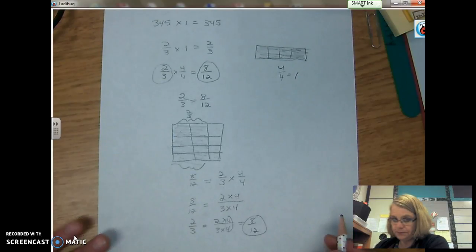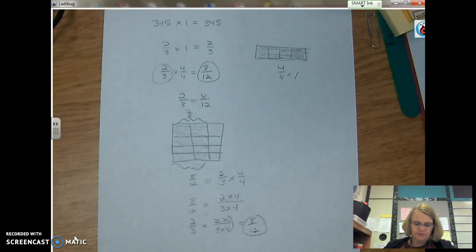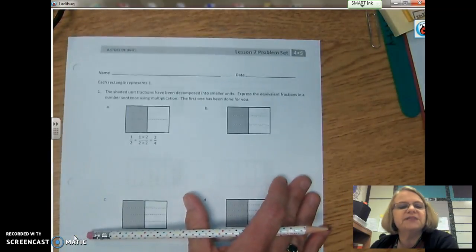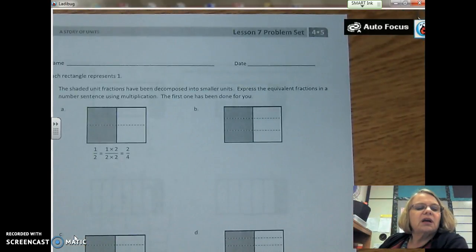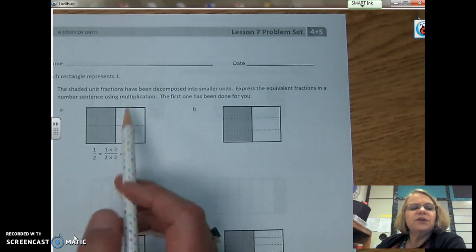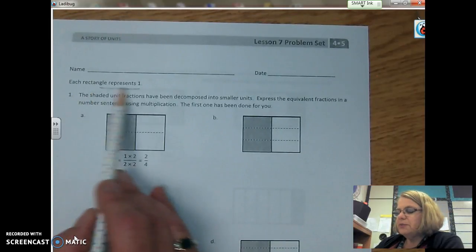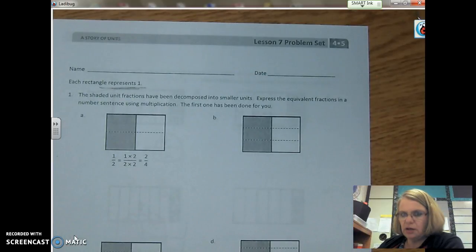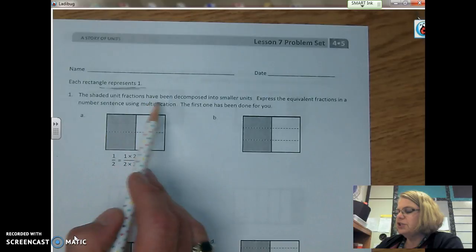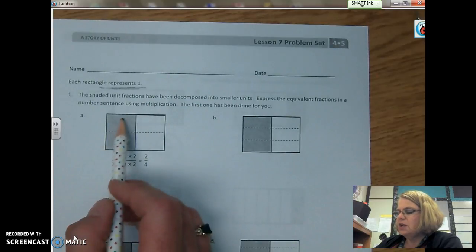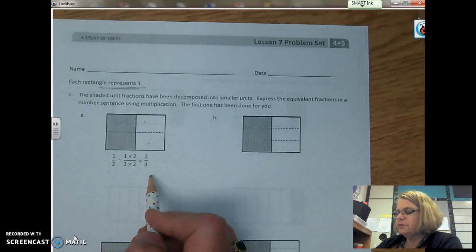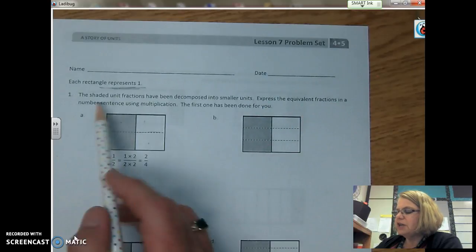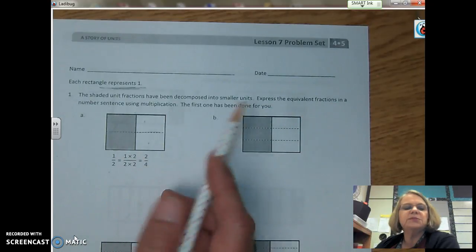Okay, so let's go on to the problem set. These require a little less writing than the previous problem sets, but a little more comprehension of what we're doing. Okay, so here the first one's been done for you. It says each rectangle represents 1. So all of these rectangles are one whole. The shaded unit fraction has been decomposed into smaller units. So it started off with 1/2 and it was decomposed into 4ths. Express the equivalent fraction in a number sentence using multiplication. The first one's been done for you.